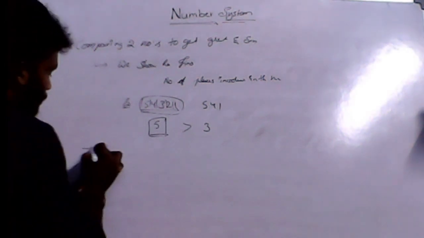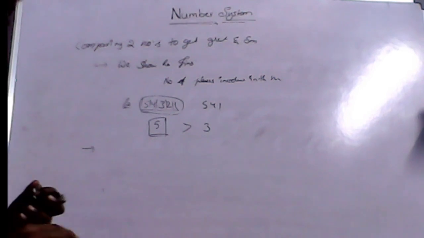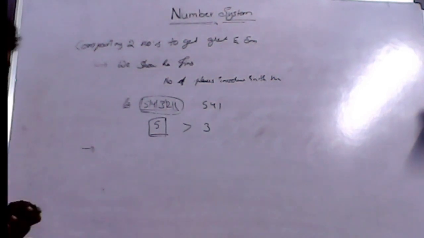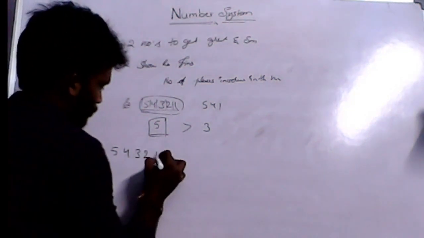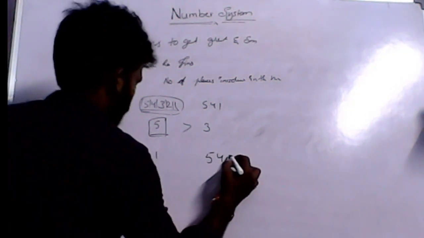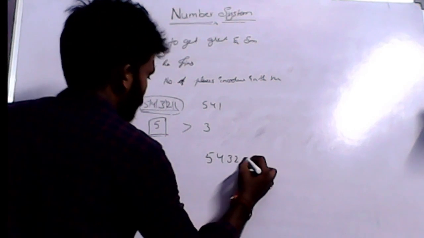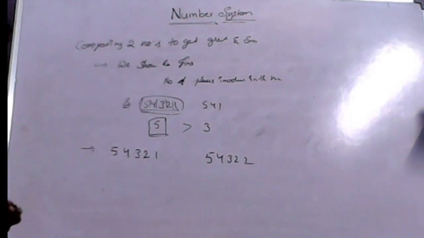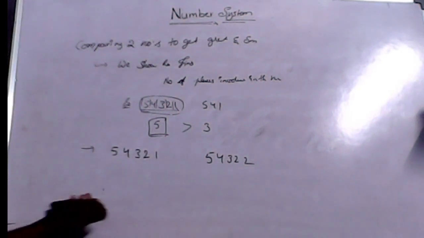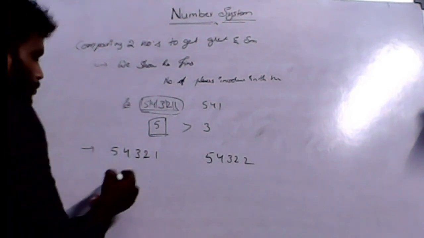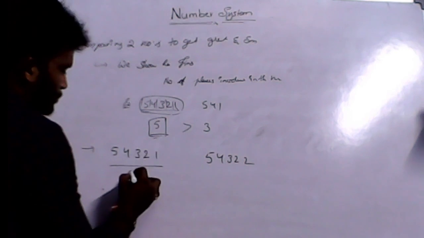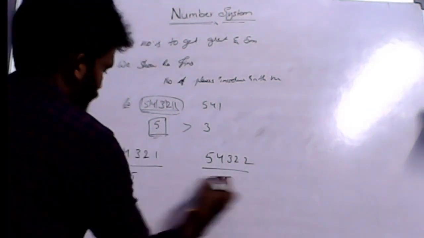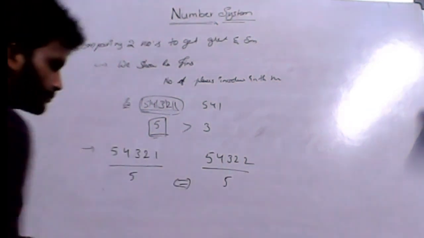And then if we have two numbers with the same number of places, that is 54321 and 54322. To find the greatest and smallest among these two numbers, the first rule is always to find the number of places involved. 5 and 5, so these two are equal.